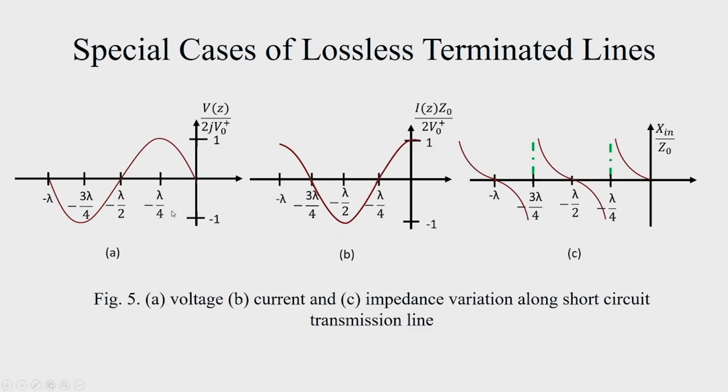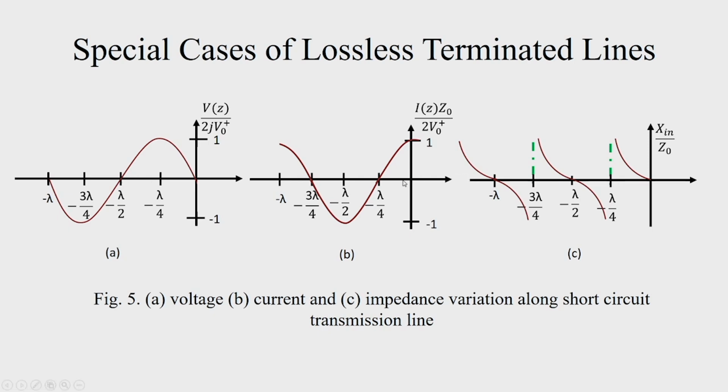Now, this voltage, current and input impedance variation is plotted along the line for different distances from the load. We find that the voltage variation gives a sin βL variation. Therefore, you can see that a voltage minimum, since it is a short circuited line, occurs at the location of ZL, then voltage reaches its maximum, and at a distance of lambda by 2 it becomes minimum again.